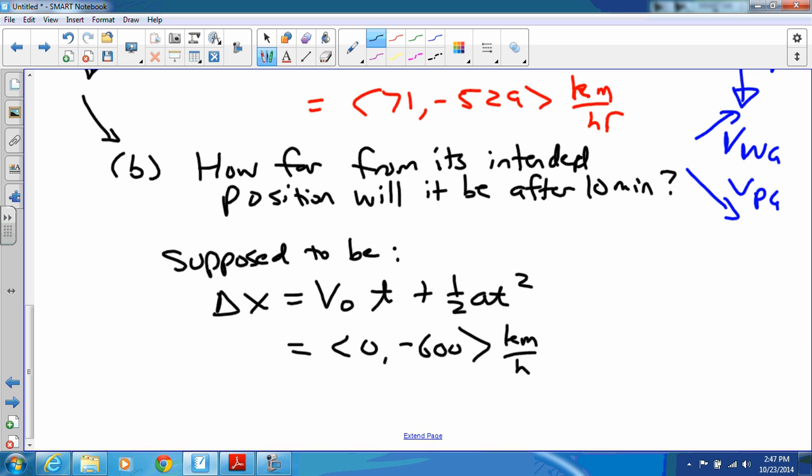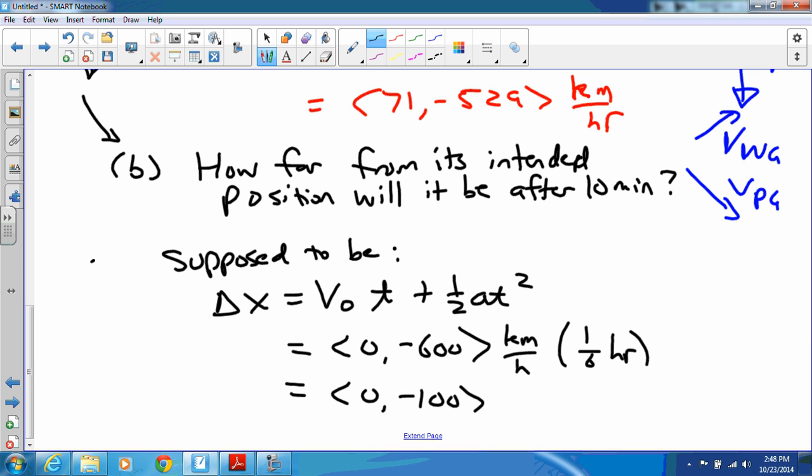And so now we have a velocity of -600. What's the time that I use? My velocity is 0, -600 kilometers per hour. I'm traveling for 10 minutes, so 1/6 of an hour. And when you multiply 0, -600 times 1/6 of an hour, what do you end up with? 0, -100. Yeah, that's right.